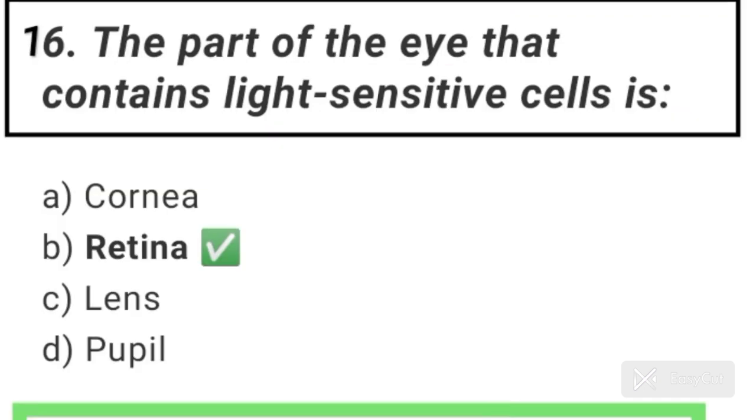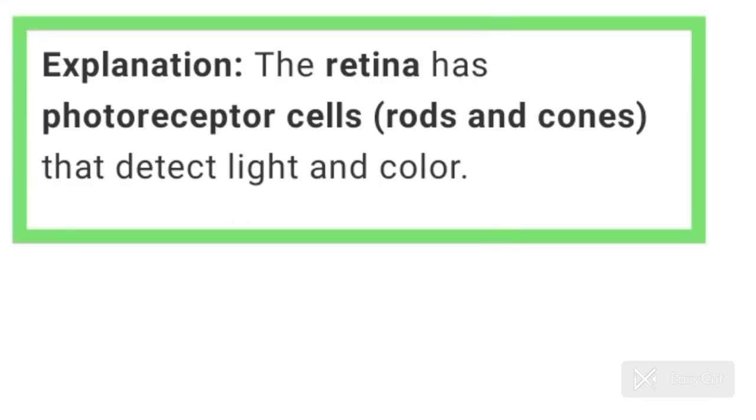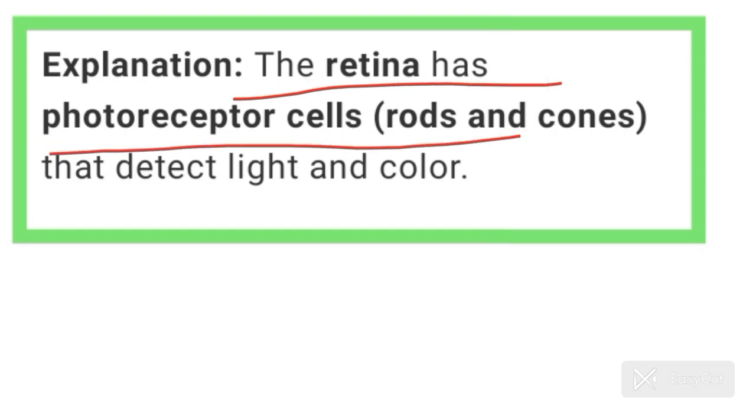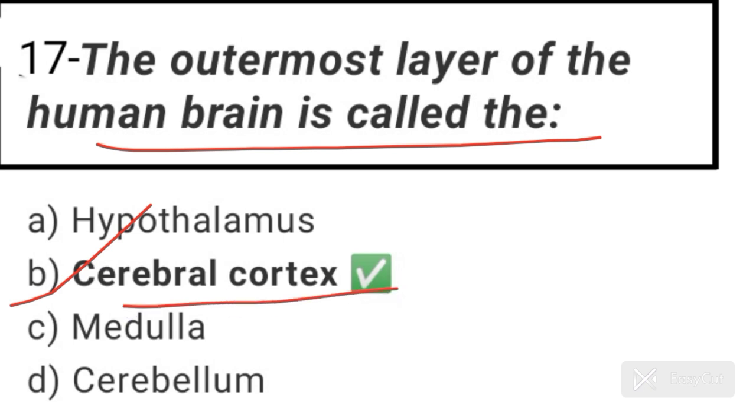Question number 16. The part of the eye that contains light sensitive cells is. Answer is option B. Retina. The retina has photoreceptor cells, rods and cones that detect light and color. Question number 17. The outermost layer of the human brain is called the. Answer is option B. Cerebral cortex is the outermost layer of the human brain.